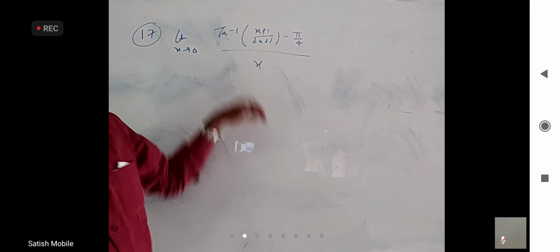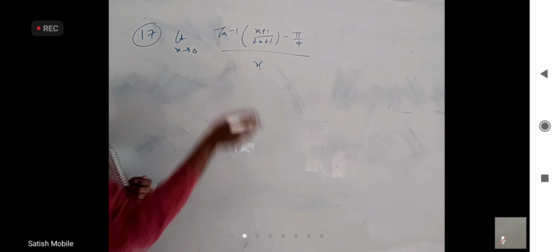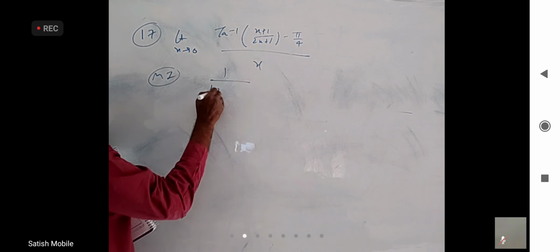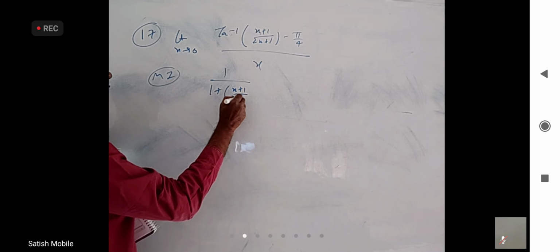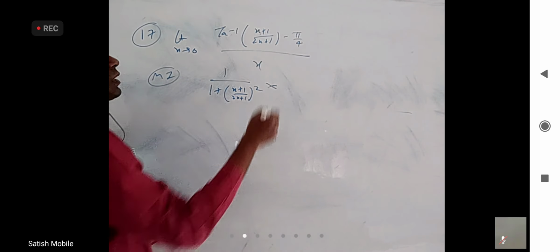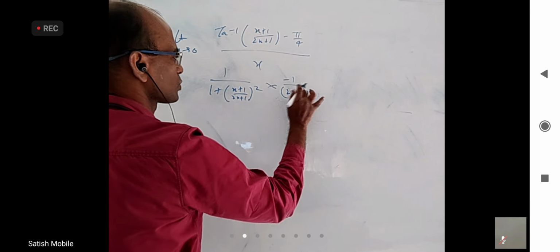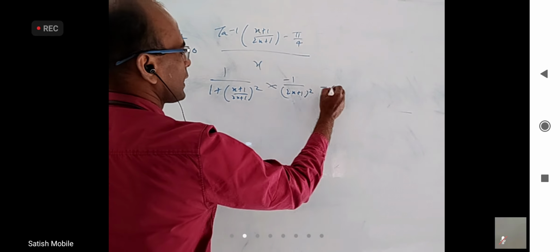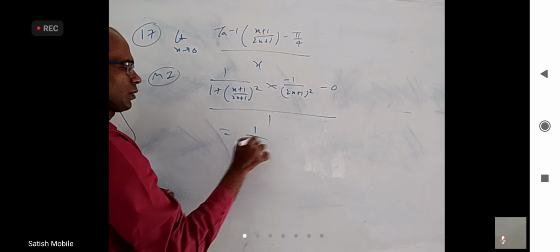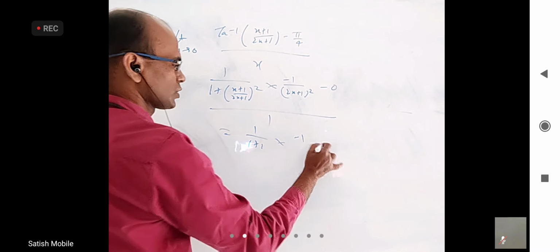You can use L'Hospital's rule. It will come nicely, nothing difficult. I'll tell it without L'Hospital's rule also, but I'll tell with L'Hospital's rule first. Method 1: 1 by 1 plus ((x+1)/(2x+1)) whole square, into the derivative of this inner part, which will come as minus 1 by (2x+1) whole square, minus 0, by 1. Simply put x equal to 0, this will become 1 by 1 plus 1, which is minus 1 by 2.